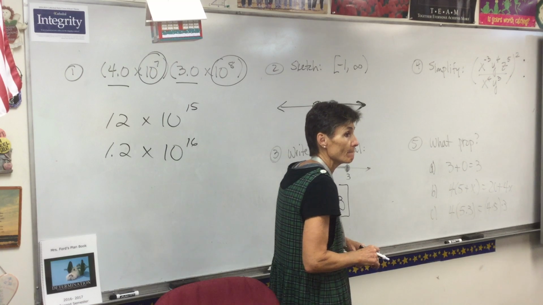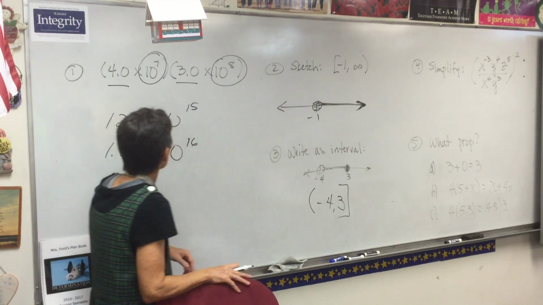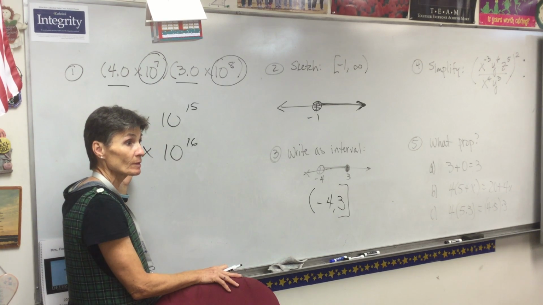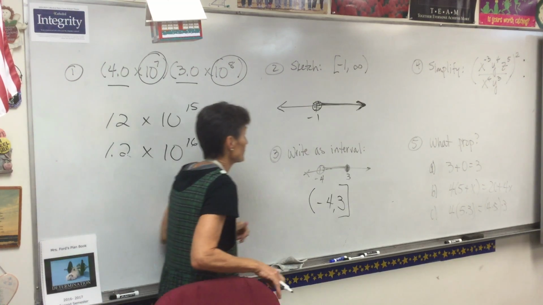On number 1, why did we make it have a point, a decimal? Because scientific notation, that number has to be between 1 and 10. Yep, that's why. This is scientific notation. Yep, we gotta have it scientific notation.